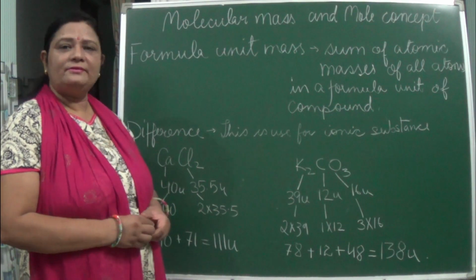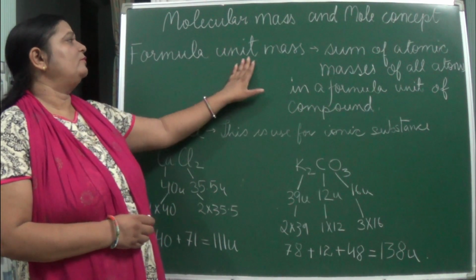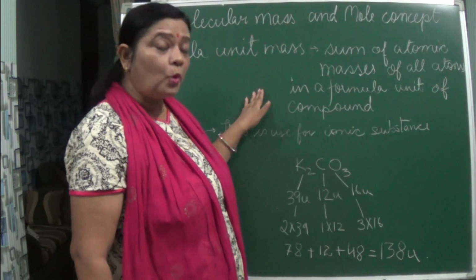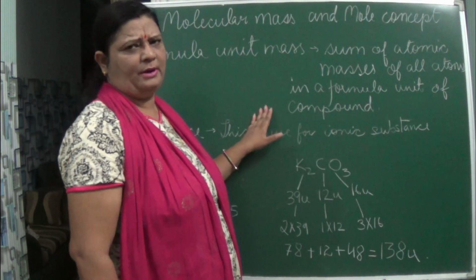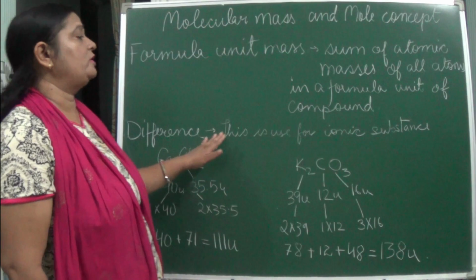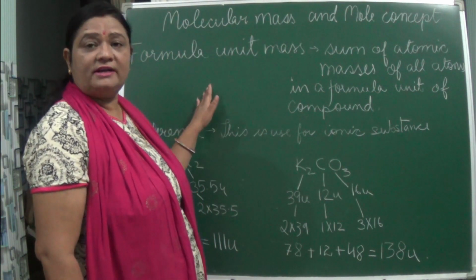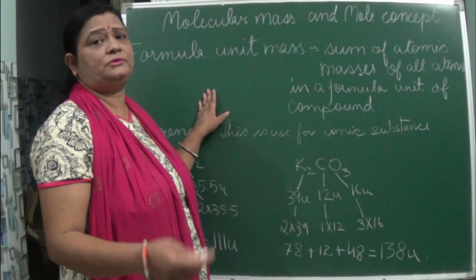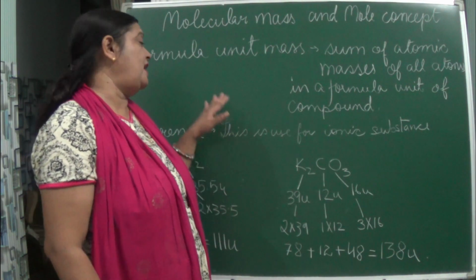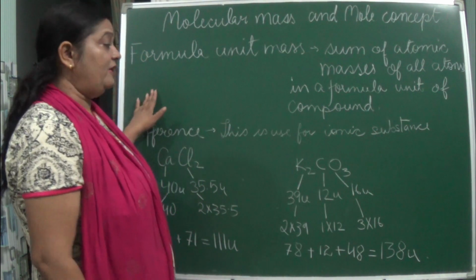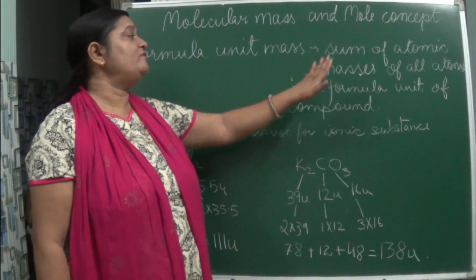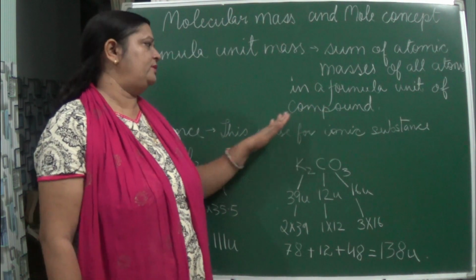Next we are going to study formula mass unit, or formula unit mass. This is the sum of atomic masses of all the atoms in the formula unit of a compound. This formula unit mass is used for ionic substances. Initially we studied molecular mass, in that also we wrote H2O and all. They are not ionic substances. For those substances which are not ionic in nature, we take out the molecular mass. But if the substances are ionic in nature, we take out the formula unit mass. So it is the sum of the atomic masses of all the atoms in the formula unit of a compound.